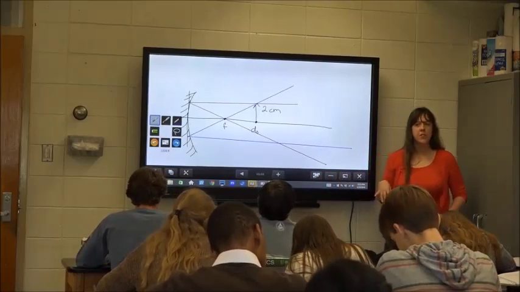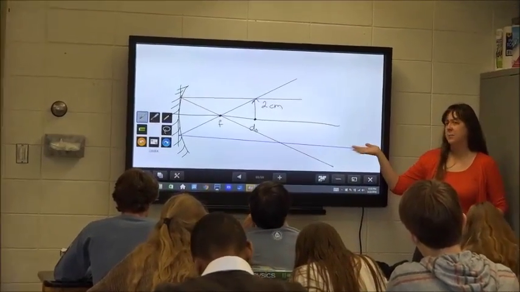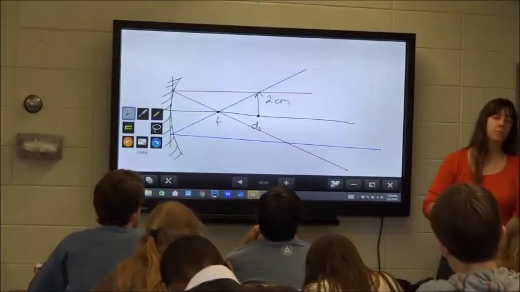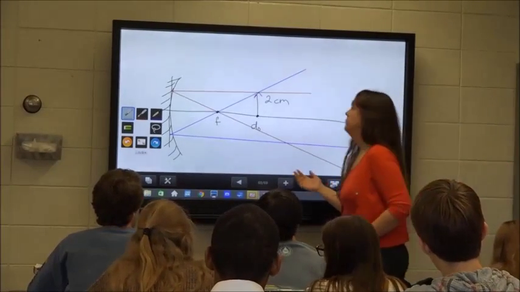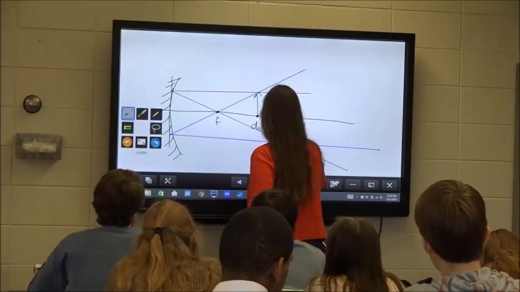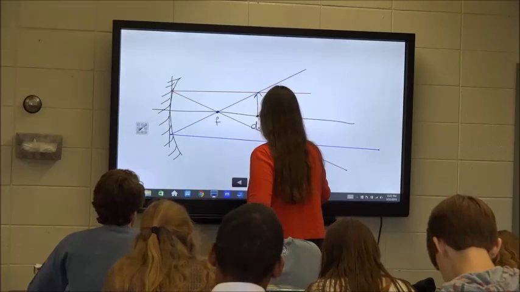How do we finish the image? What do we need to have at this point? Draw an arrow. So how do we draw the arrow? A line and then a triangle. Just a line from the principal axis up to the point where they meet.